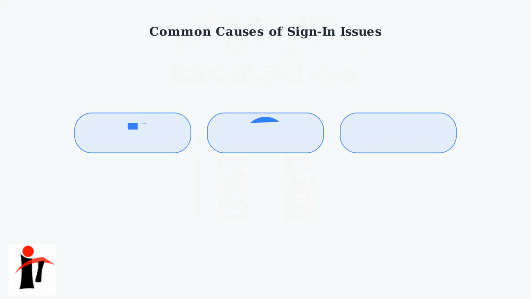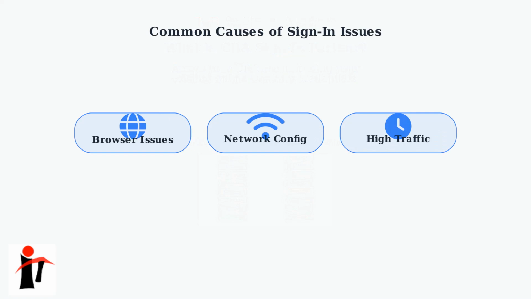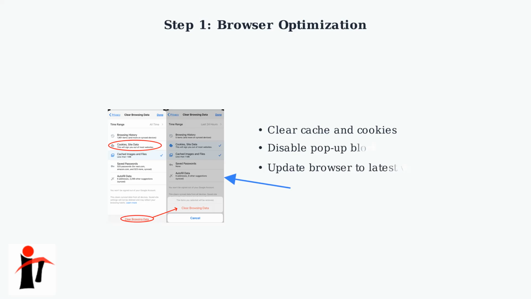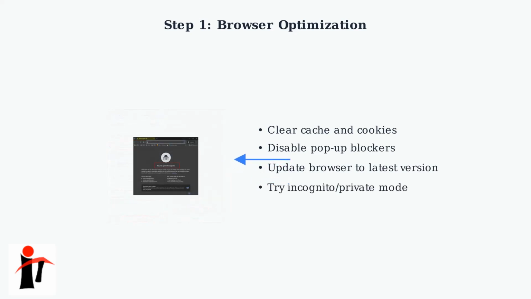If the service isn't working, the most common causes are related to your browser settings, network configuration, or high system traffic during peak periods. Start by optimizing your browser. Clear your cache and cookies for both the CRA and your bank's websites. This resolves about 40% of sign-in issues. Temporarily disable pop-up blockers and ensure your browser is updated to the latest version. Try using incognito or private browsing mode, which bypasses stored data that might be causing conflicts.